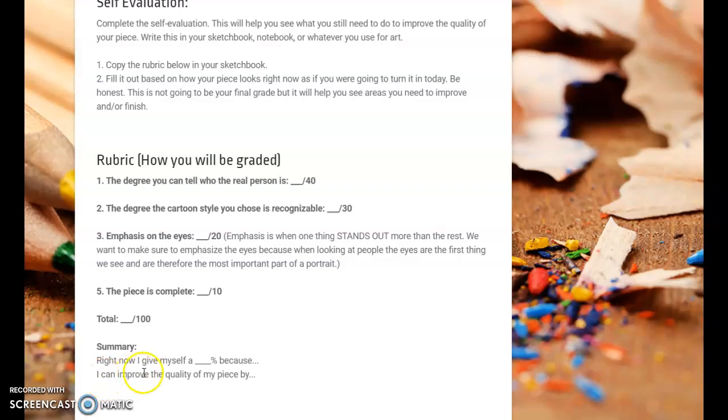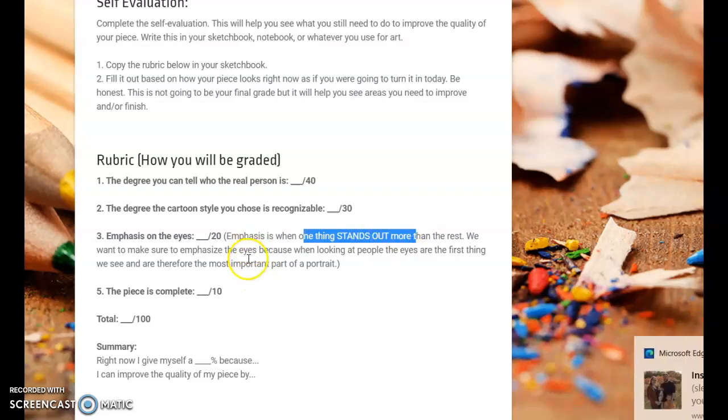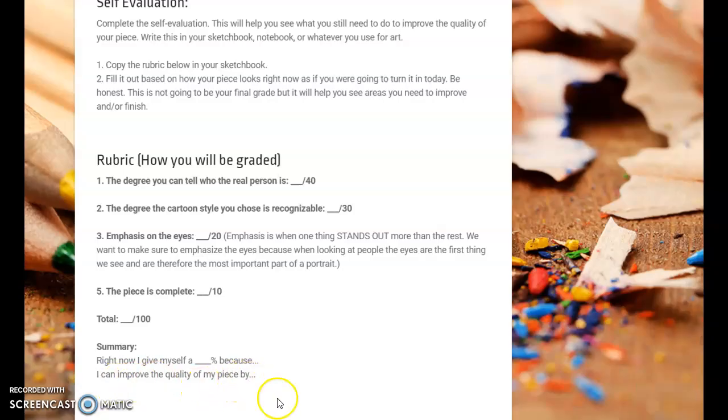The second sentence says, I can improve the quality of my piece by. So this is how you can make it better. In this sentence, I might explain how I would add contrast to the eyes to add emphasis to make them stand out. So maybe you say, I can improve the quality of my piece by going over the eyes with ink and getting a thicker line in there to really draw those out. That would be a really good way to explain and complete that sentence.